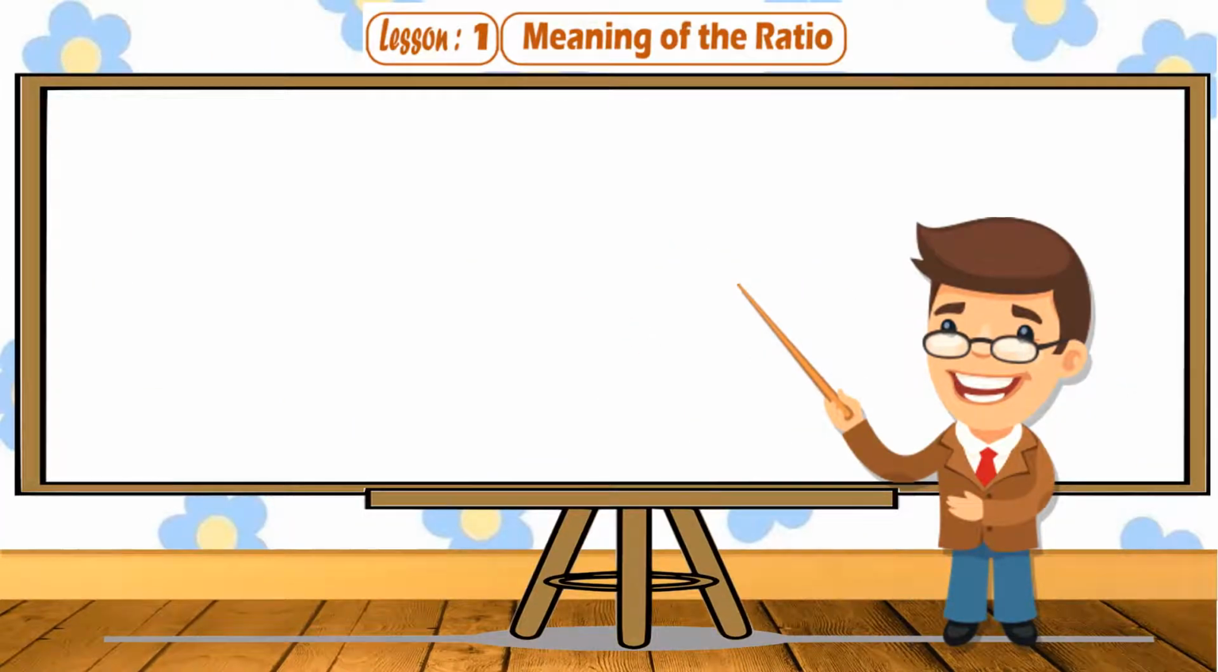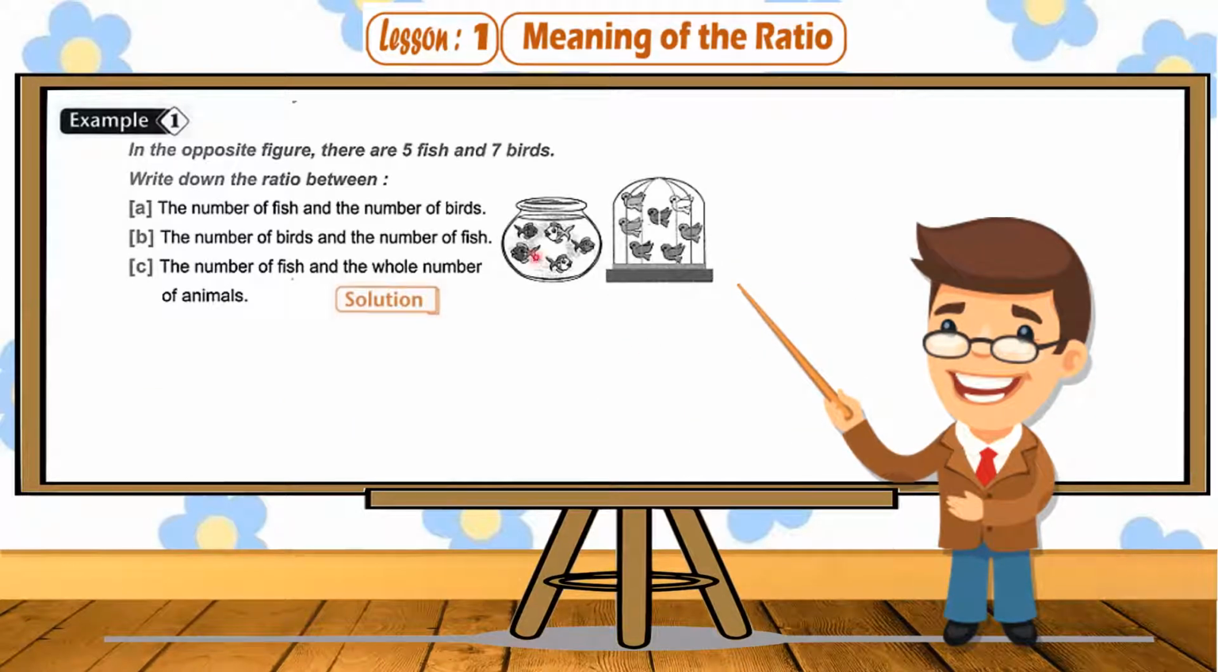Let's see the first example. In the opposite figure, there are 5 fish and 7 birds. Write down the ratio between: letter A, the number of fish and the number of birds; letter B, the number of birds and the number of fish. The order is very important.